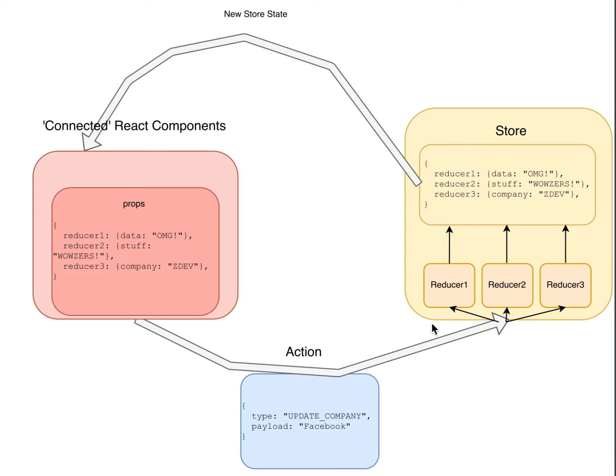So let's say reducer 3, right? Reducer 3 has company zdev. So maybe update company comes in, and all three of them will receive this action. These two might just do nothing. They might be like, update company, yeah, good for you, but that's not for me. They don't do anything, right? Reducer 3 is like, oh, update company, cool. So then it might return, afterwards, company would be Facebook. You decide what to do with it in here. So you have to return some new state for the bit of the store that you're in charge of. So that's what reducers do.